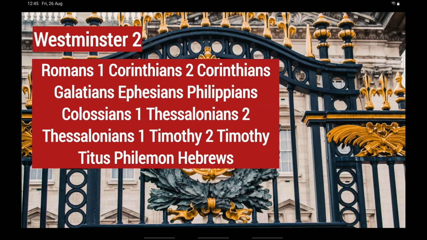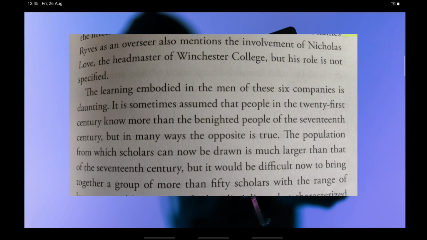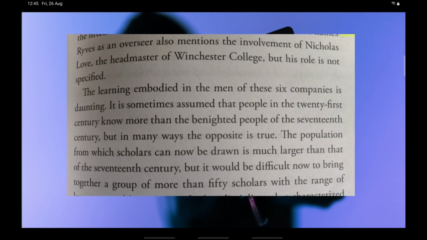I can't really stress enough the amount of experience these teams had. I'll read a quote about them. "The learning embodied in the men of these 6 companies is daunting. It is sometimes assumed that the people in the 21st century know more than the benighted people of the 17th century, but in many ways the opposite is true."